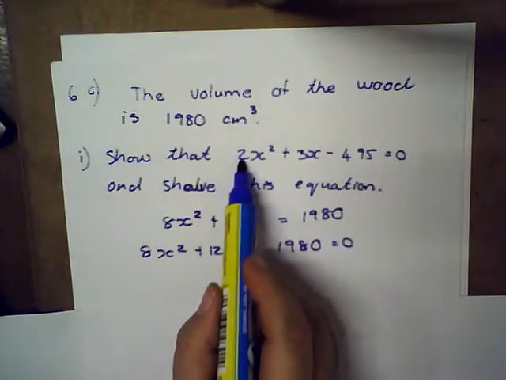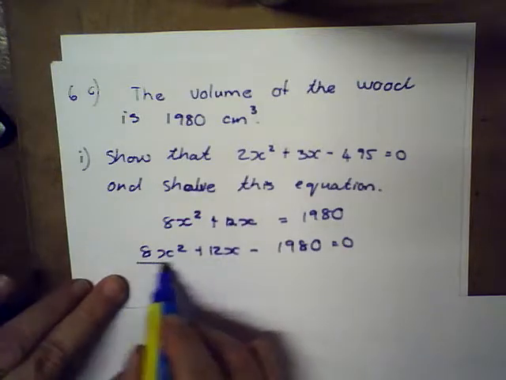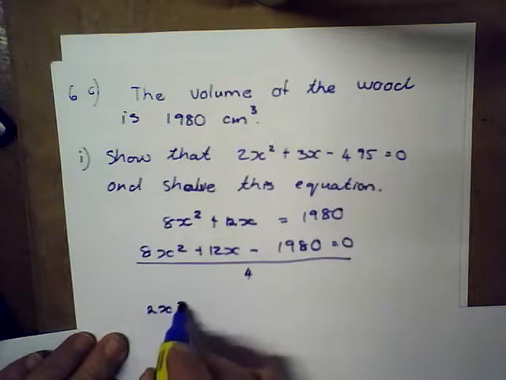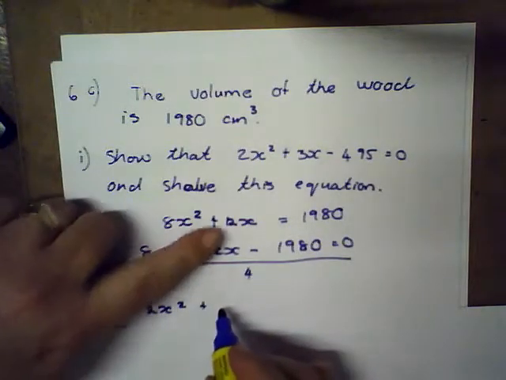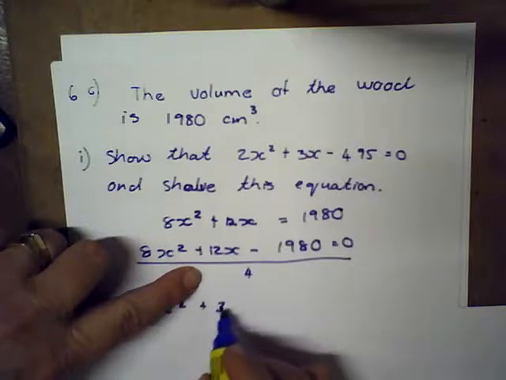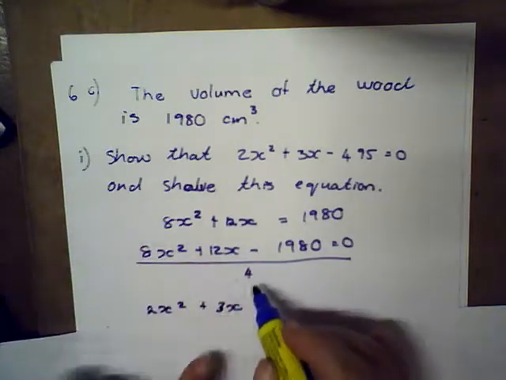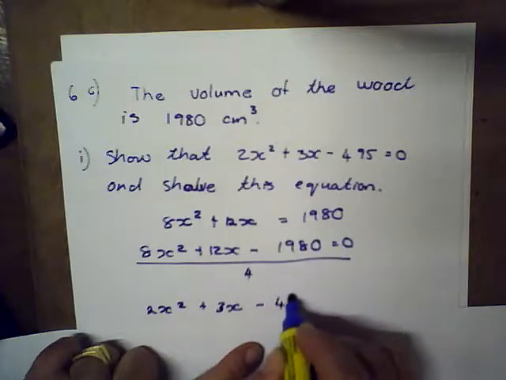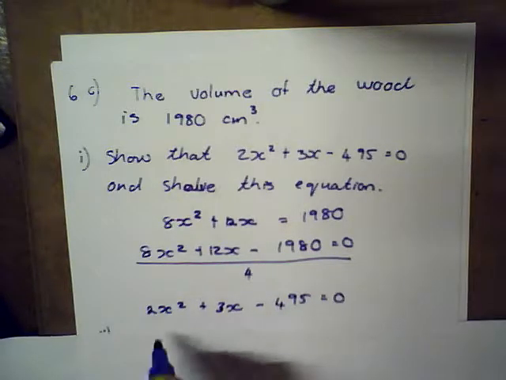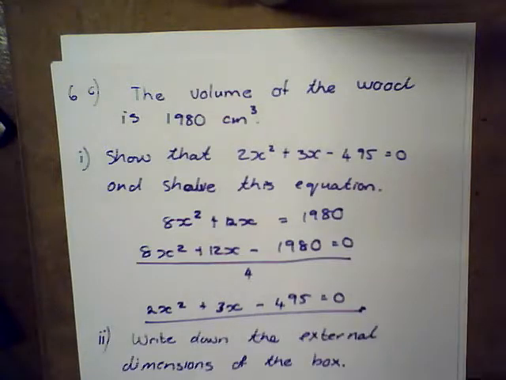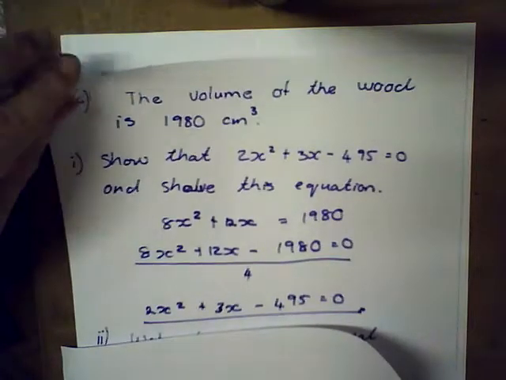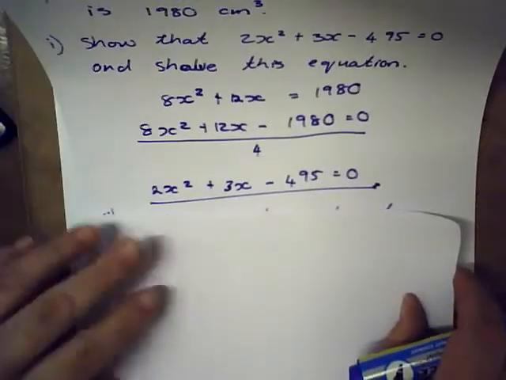I need to have a 2 here. So that means I divide this whole equation by 4. That will give me 2x squared plus 12 divided by 4 will give us 3x. And 1980 divided by 4 would give us minus 495 equals 0, and we are done. Okay, so sorry, we still have to solve this. Okay, I need to just continue here and solve this equation.